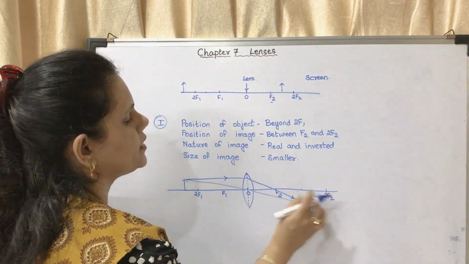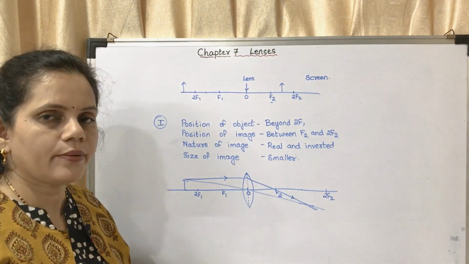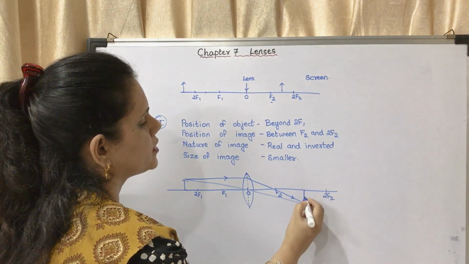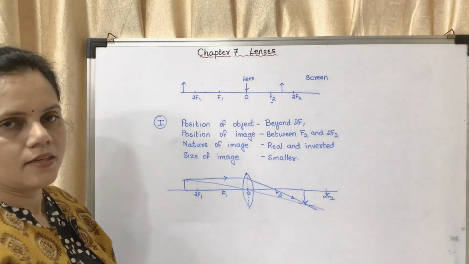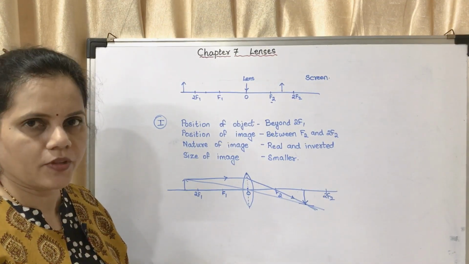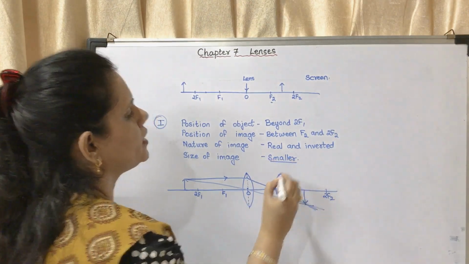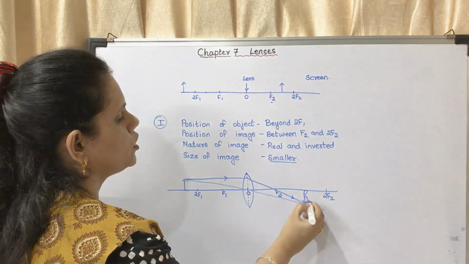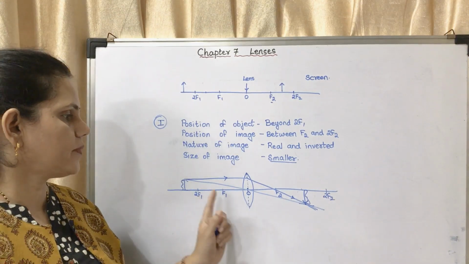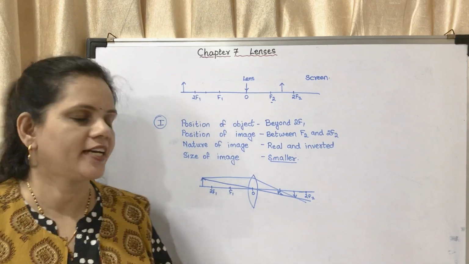You should be getting the crossing in between F2 and 2F2. That point is the point where the image should be. Now, while you draw the diagrams, the diagram should be smaller. This arrow should be smaller than this arrow. Okay, I will repeat. I will rub this. So this could be a corrected diagram.